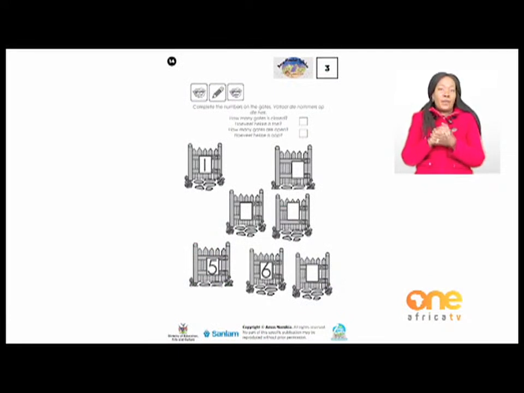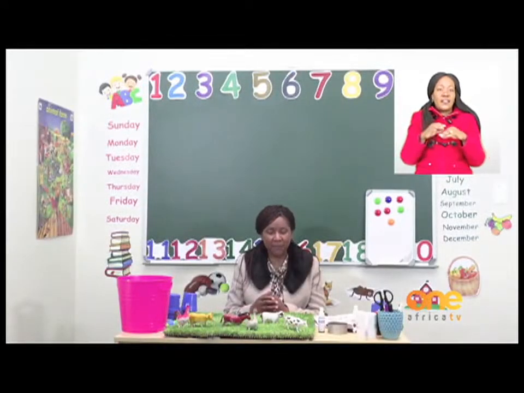On page 14, I will read the instruction. It says, complete the numbers on the gates. Can you see the gates that are on the farm? Remember, we are talking about the farm. Let's look at the animals on the farm a little bit more. Let's get back to the farm.